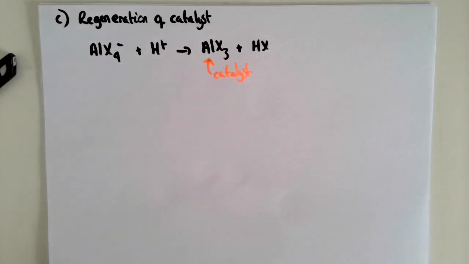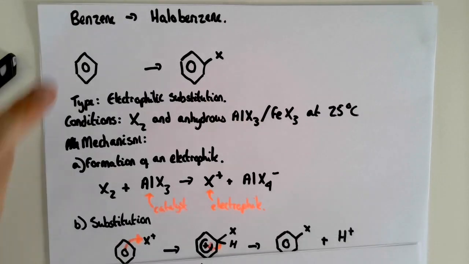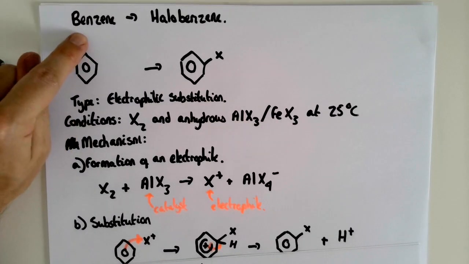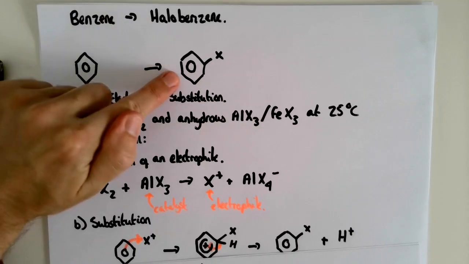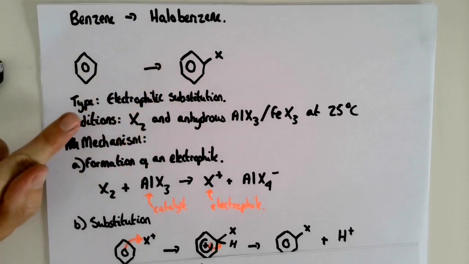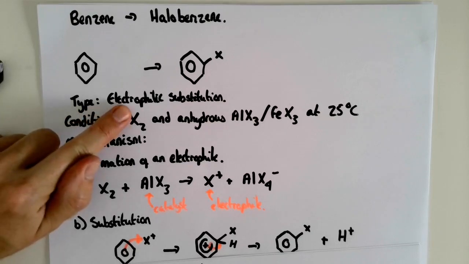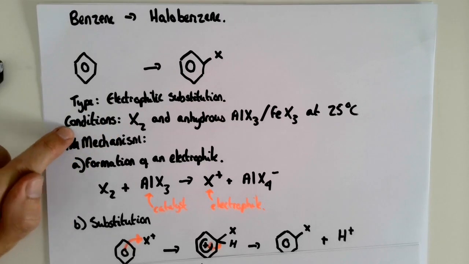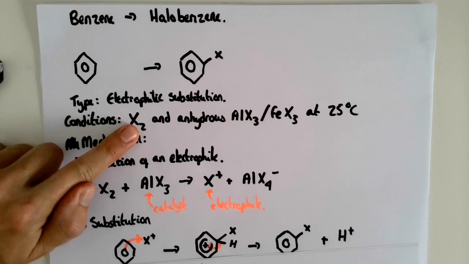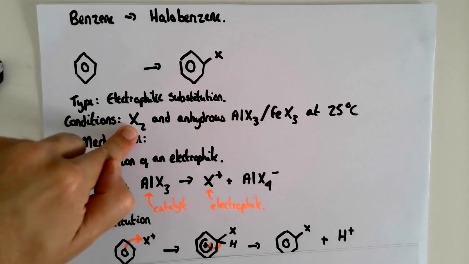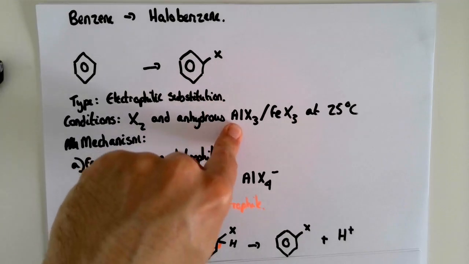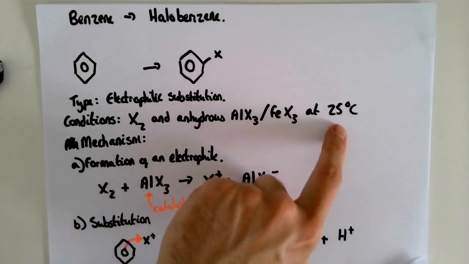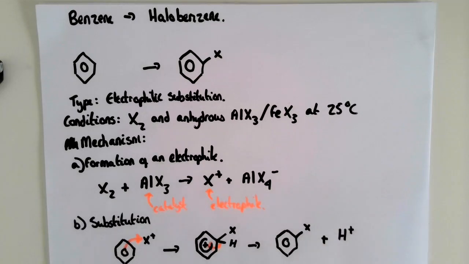So if we just run through that one again, what are we doing? Converting benzene into a halobenzene, so it could be chlorobenzene. There's our overall conversion that we're interested in. Type of reaction, electrophilic substitution. Conditions and reagents, we need the halogen source, so X2. We need an anhydrous, so lacking water catalyst, something like one of these two. And then if we mix those together at 25 degrees Celsius, we'll get the reaction to happen.